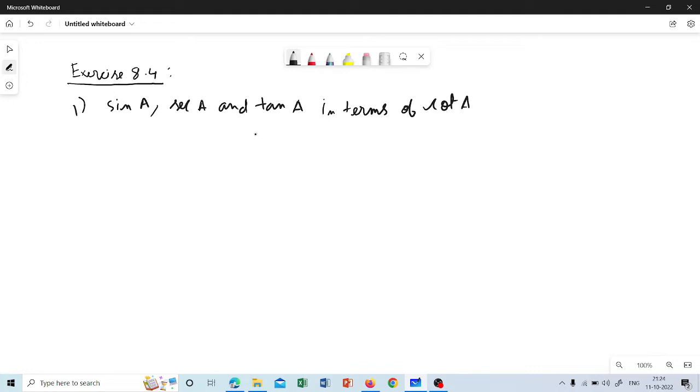So first of all, I want to begin with tan A. Tan A is nothing but 1 by cot A. This is a basic definition, so this is simple. Now sine A. How are we going to express sine A in terms of cot? We know the identity 1 plus cot square A is equal to cosecant square A.